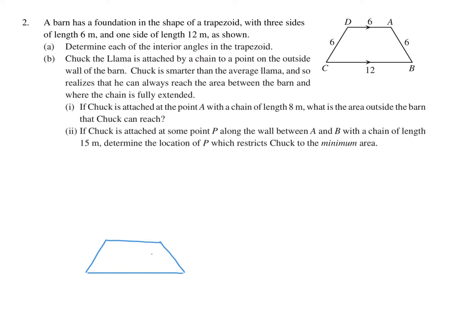This diagram is really just for explanation purposes. It doesn't have to be a work of art. I'm just trying to explain to you how this chain will look and behave. So there is a chain attached to this point, and it is 8 meters, according to what they say. So it can stretch out like that, right? And it can form a circle, well, part of a circle at least.